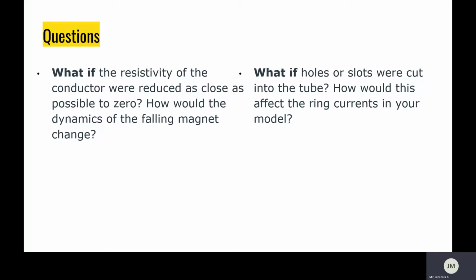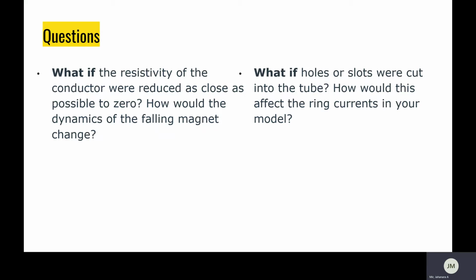So the first question asked was, what if the resistivity of the conductor were reduced as close as possible to 0? How would the dynamics of the falling magnet change? If the resistivity of the conductor were reduced as close as possible to 0, the induced current in the tube would be larger due to Ohm's law, which would in turn cause the magnet to take longer to fall through the tube. It's possible that the braking force would cancel out the force of gravity and the magnet would stop falling altogether.